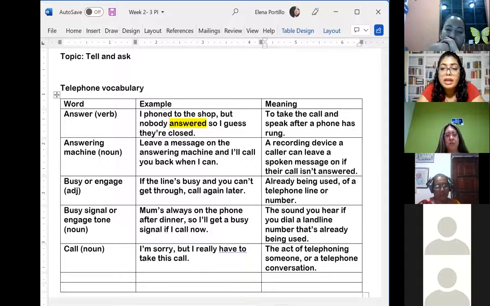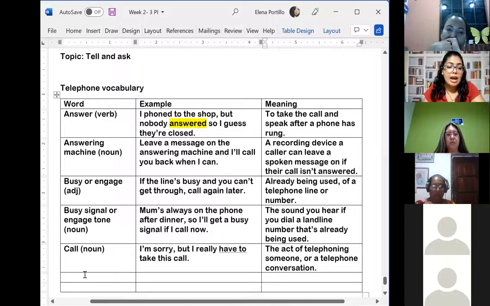Tenemos call, que sabemos que es un verbo, es la acción de llamar, pero en este caso no lo vamos a utilizar como un verbo, lo vamos a utilizar como un nombre, porque en el ejemplo dice, lo siento, pero en realidad tengo que tomar esta llamada, not the action of calling someone. It's the noun, it's a noun. Y es el acto de llamar o hacer llamadas a alguien o una llamada telefónica. So in this case, it is not the verb, it is a noun.